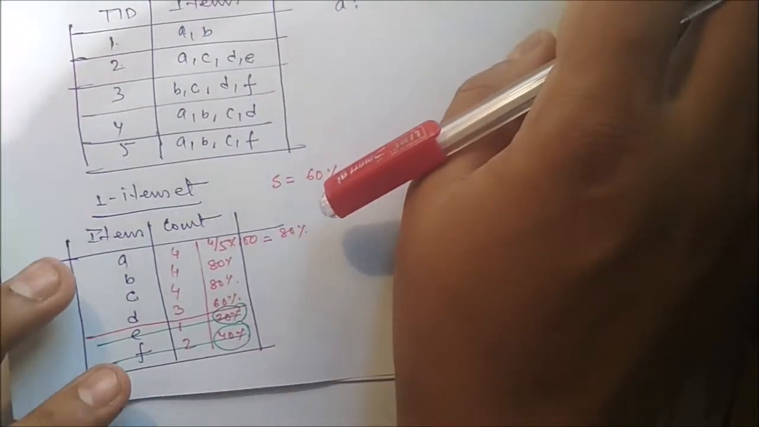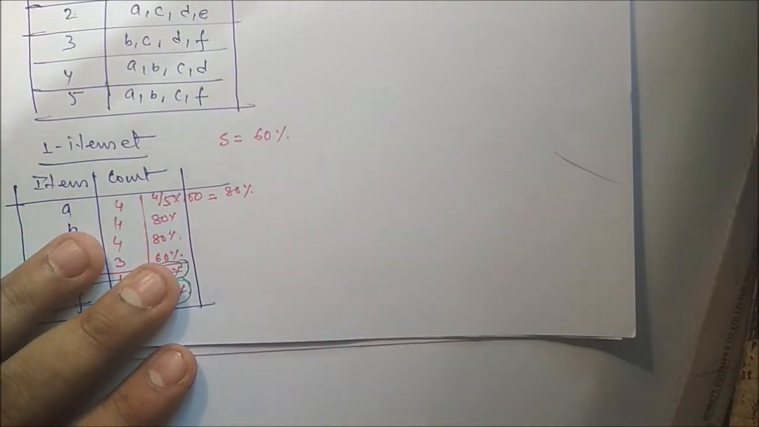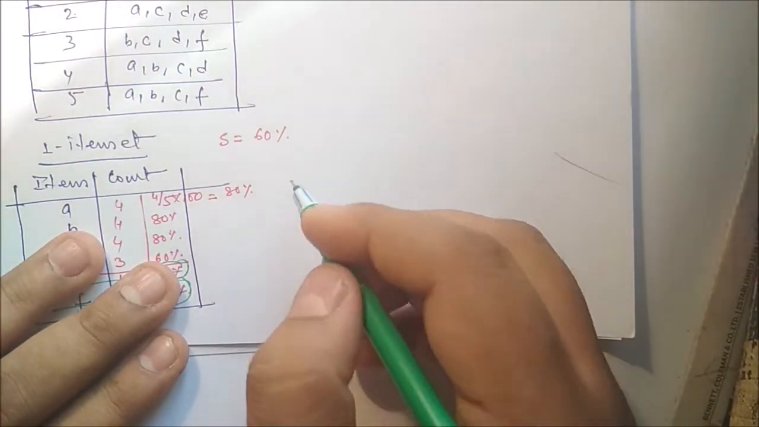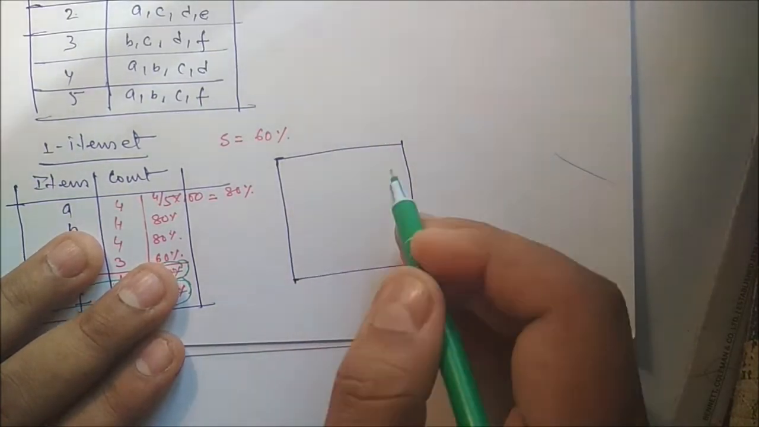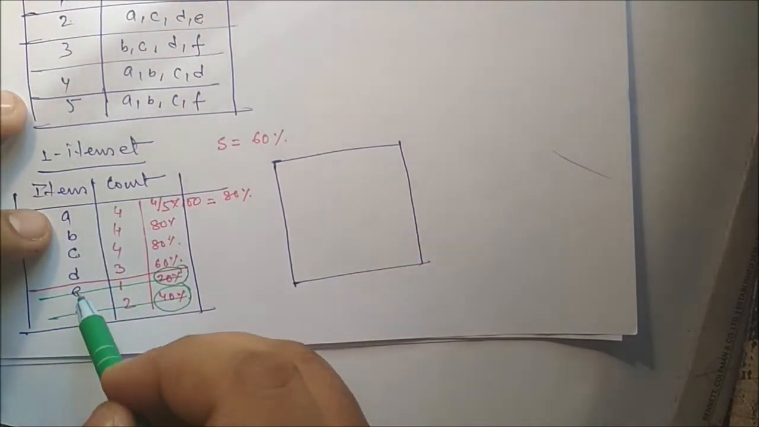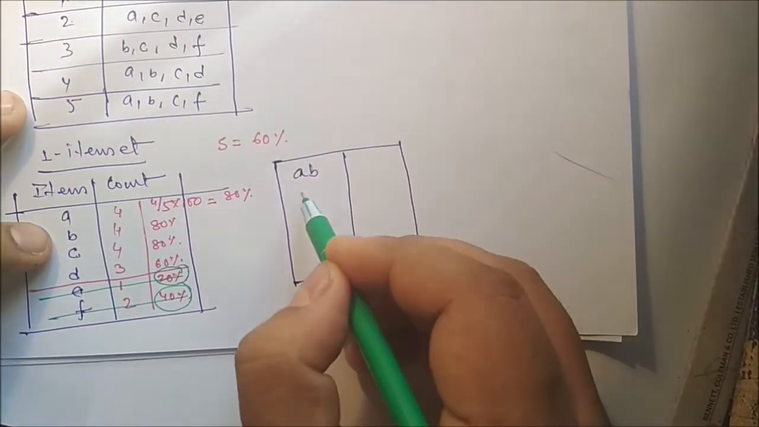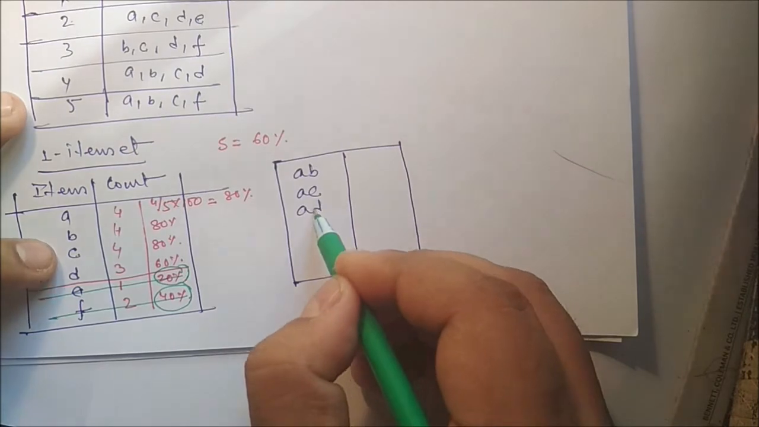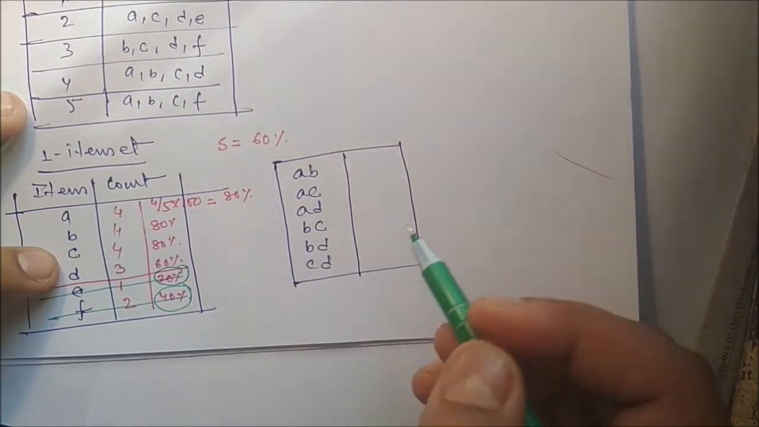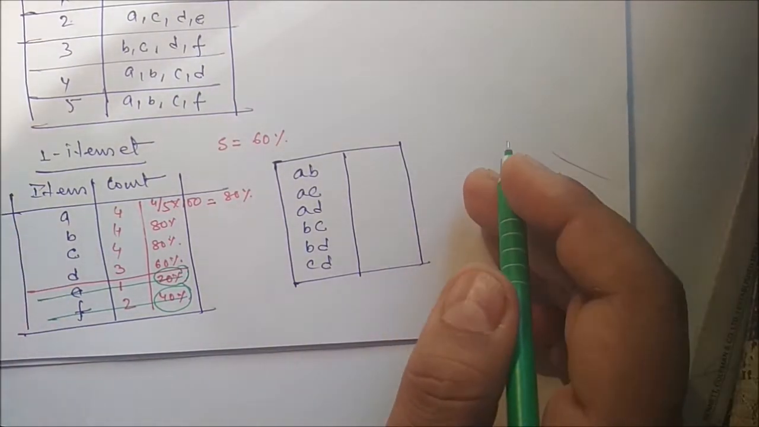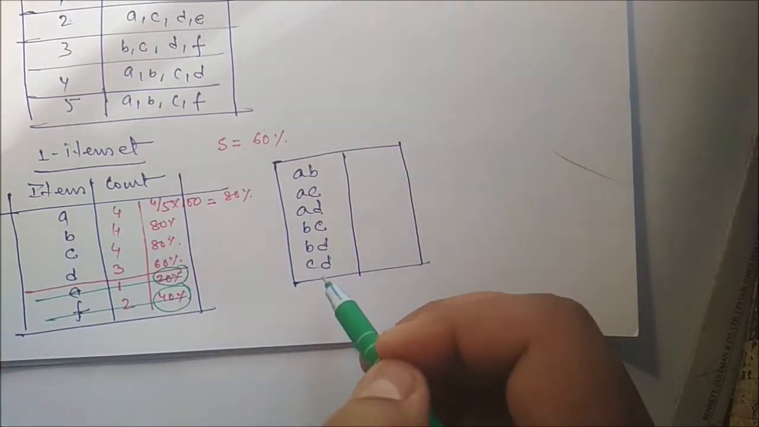Now after that we have to generate the candidate two item sets. So for two item sets, we have to see the table. So we have to ignore this E and F. So this should be AB, AC, AD, BC, BD and CD.